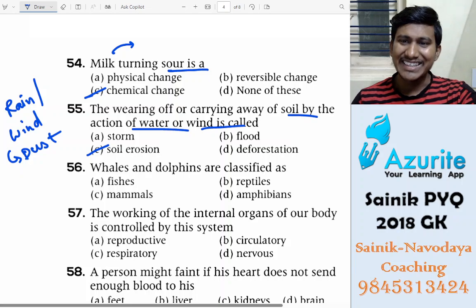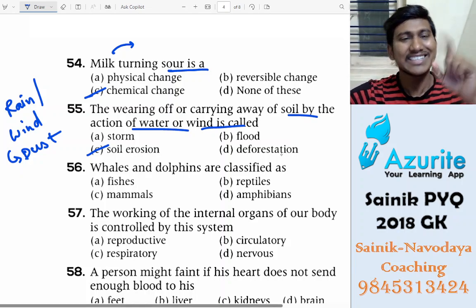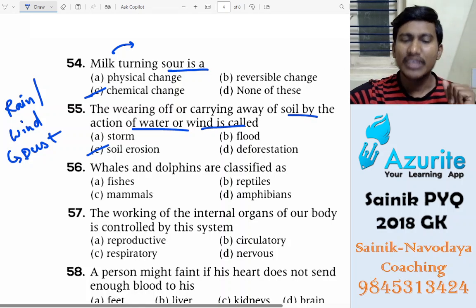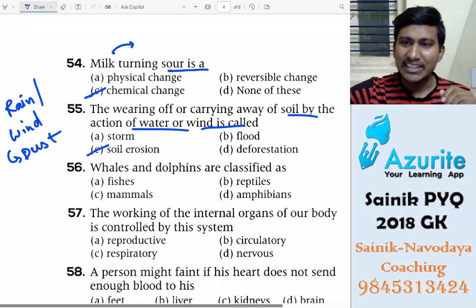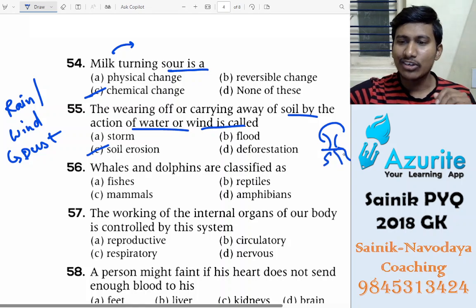Option D, deforestation. Deforestation is the reason for soil erosion, because, you may have seen, when the trees are there, they hold the ground. They hold the ground, and if you put water also, they will absorb the water. It will not be carried away, right?